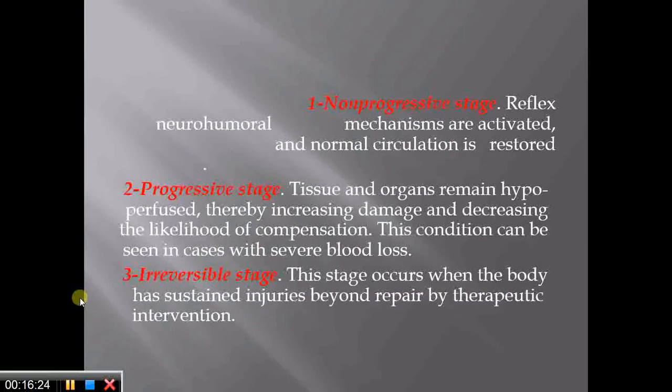Non-progressive stage. Reflex neurohumoral mechanisms are activated, and normal circulation is restored. Progressive stage. Tissue and organs remain hypoperfused, thereby increasing damage and decreasing the likelihood of compensation. This condition can be seen in cases with severe blood loss. Irreversible stage. This stage occurs when the body has sustained injuries beyond repair by therapeutic intervention.